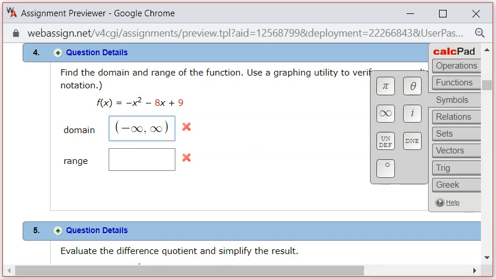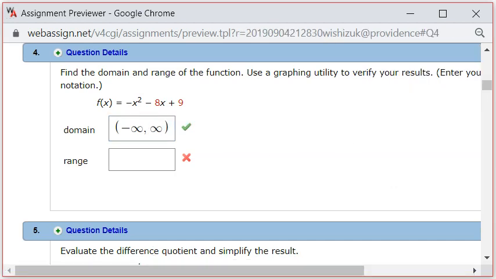All right, let's check the answer. I came back and it looks like we got the domain correctly. So let's look at its range. What we need to do is go ahead and complete the square and see if we can figure out the range.